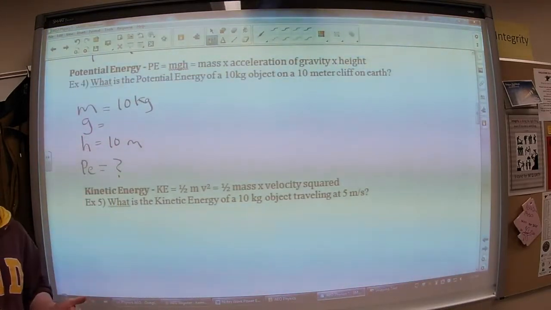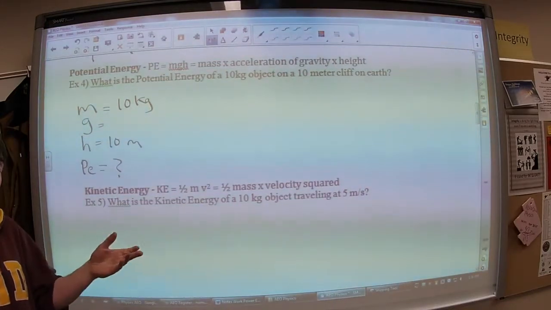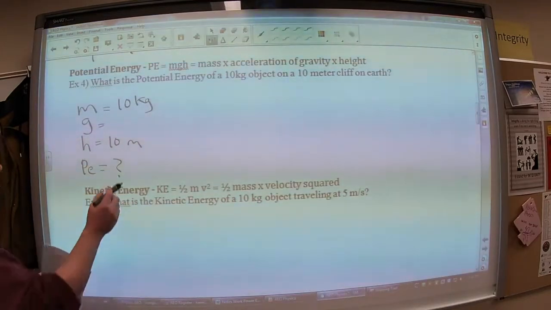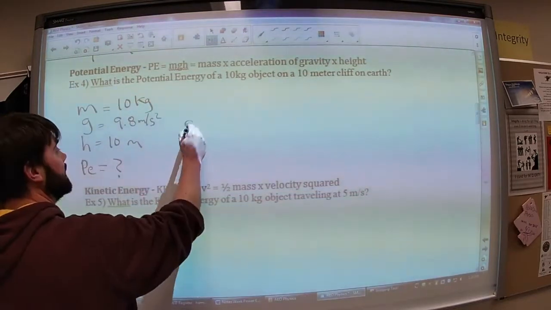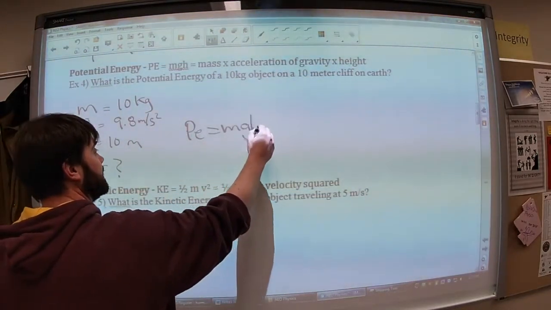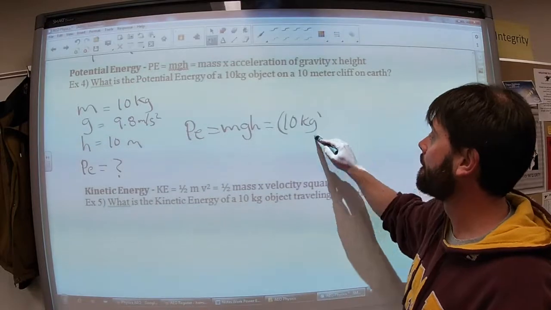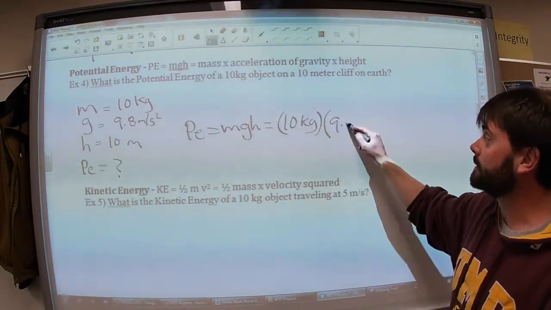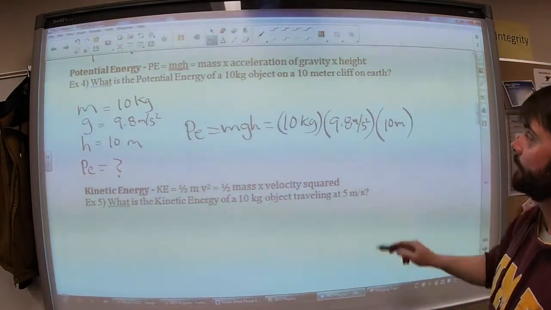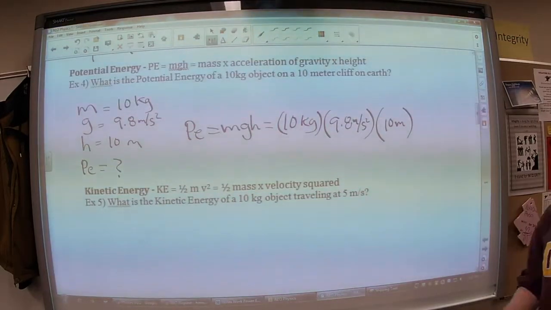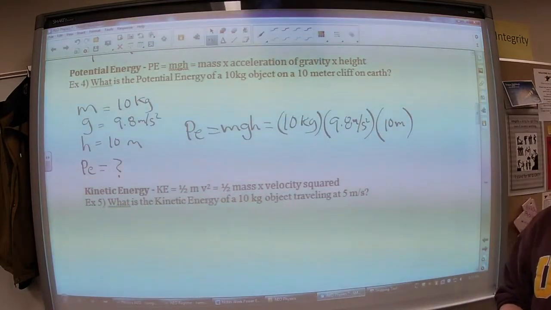One thing that will commonly not be listed in these problems is the acceleration of gravity. It's one of those constants that, as long as we're on Earth, we would know that we're dealing with the value of 9.8 meters per second squared. We know potential energy is equal to m times g times h. So let's plug in everything we got. We know that the mass is 10 kilograms. We know that the acceleration of gravity is 9.8 meters per second squared. And we know the height that this object is from the ground is equal to 10 meters. So if we do 10 times 9.8, we get 98, and if you multiply that by 10, we get 980 joules.